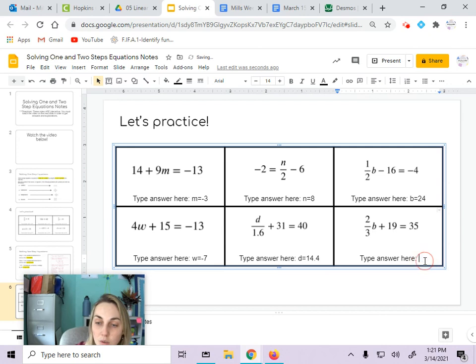All right, and very last question. I thank everybody who has stuck with me so far. I do really appreciate it. So 2 over 3b, we're going to add that by 19. That is going to be equal to 35.